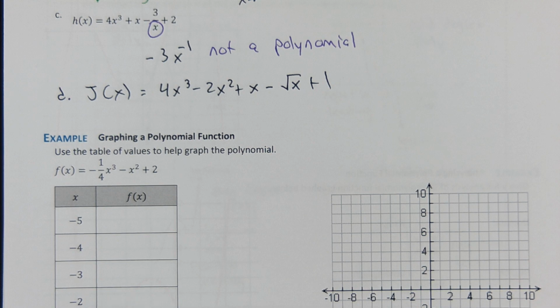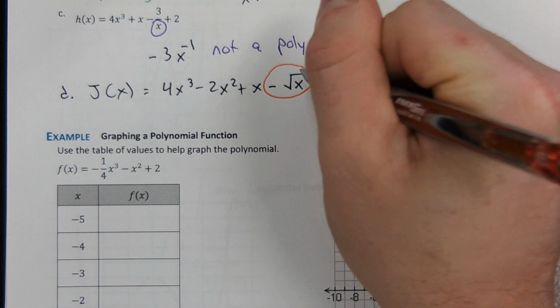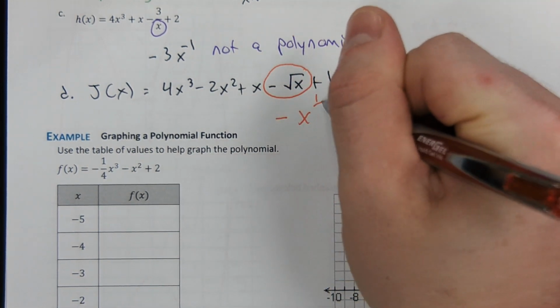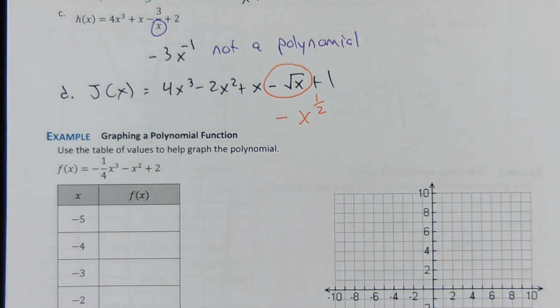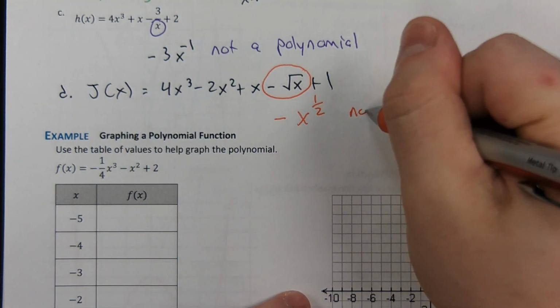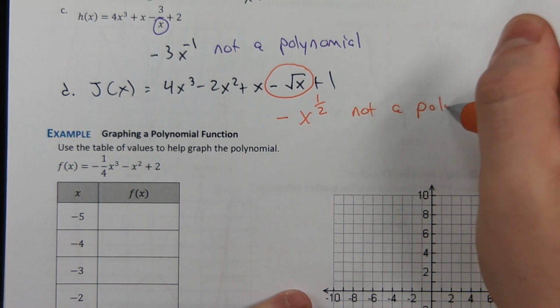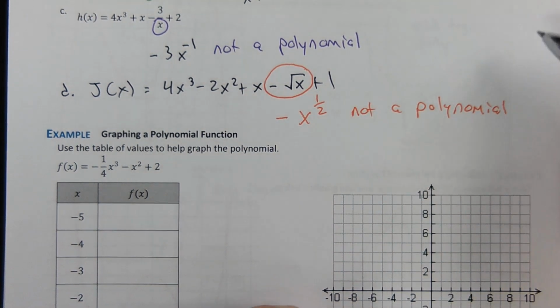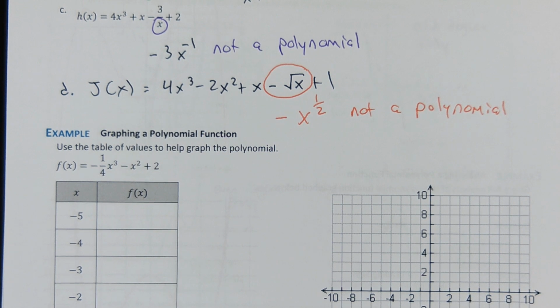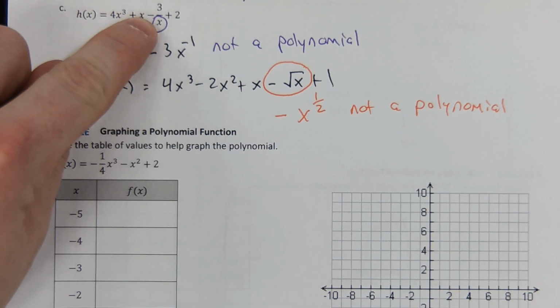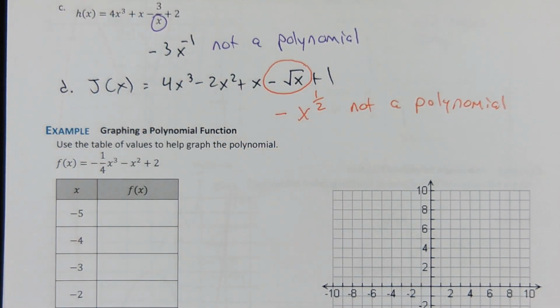This is not a polynomial because this is a fractional exponent. You must have positive whole number exponents. So this is also not a polynomial. That was a bonus example. Negative exponent, fractional exponent, not polynomial.